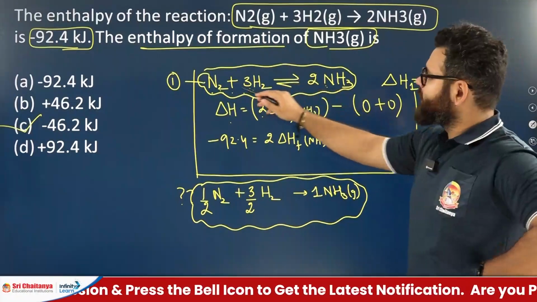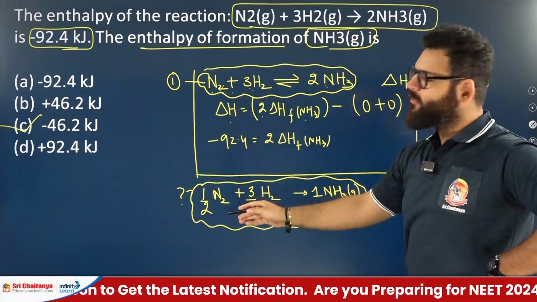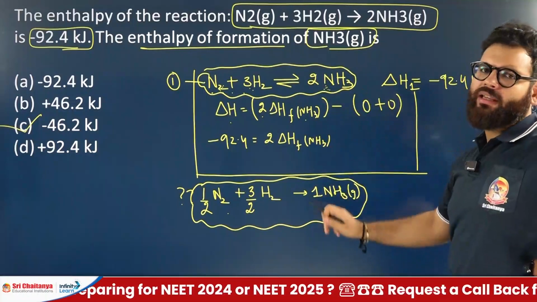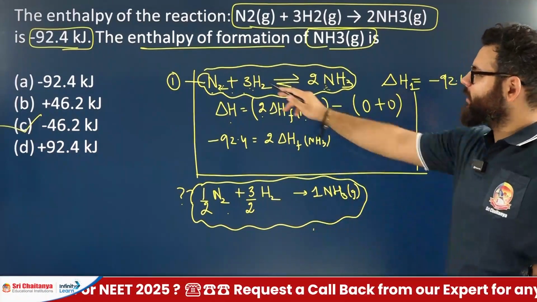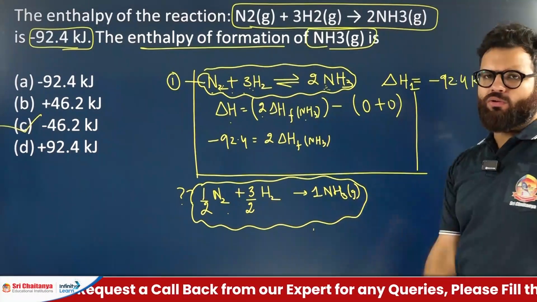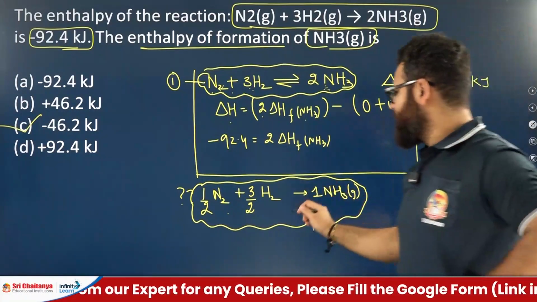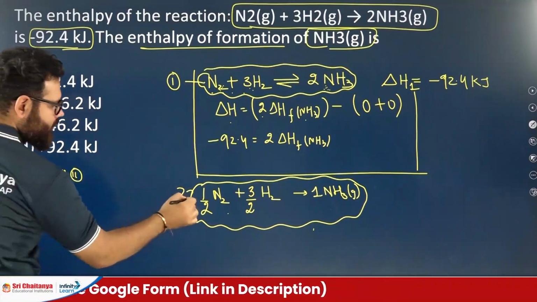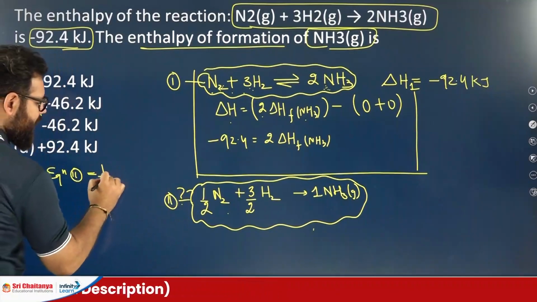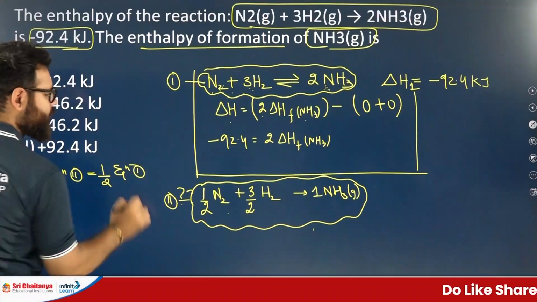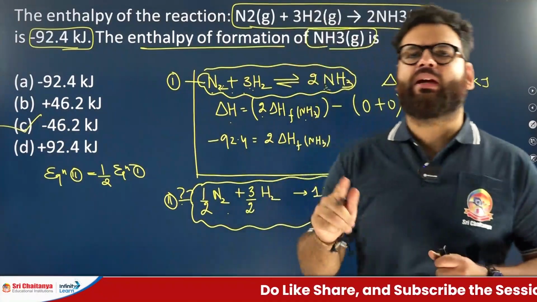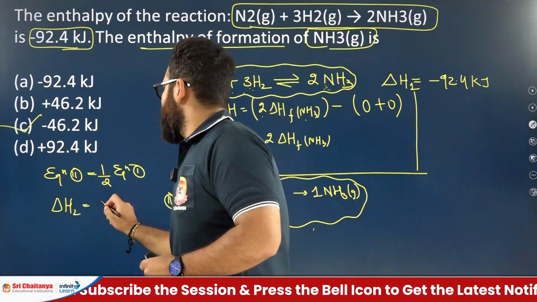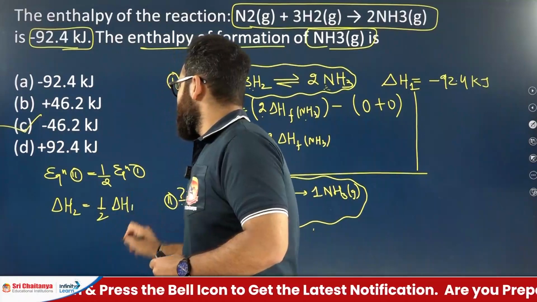Can you see, this reaction is nothing but double of the second reaction. Correct? So if I multiply this reaction by half, I reach the second reaction. Half, 3/2 and 2/2 means this is going to be this reaction. So equation 2 is nothing but half of equation 1. Whatever I have done with the equation, the same thing I can do with the delta H. That means delta H of equation 2 will be half of delta H of equation 1.